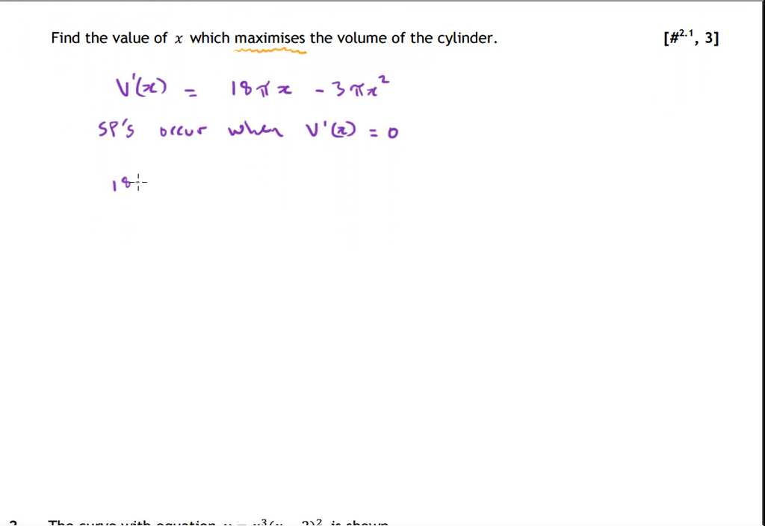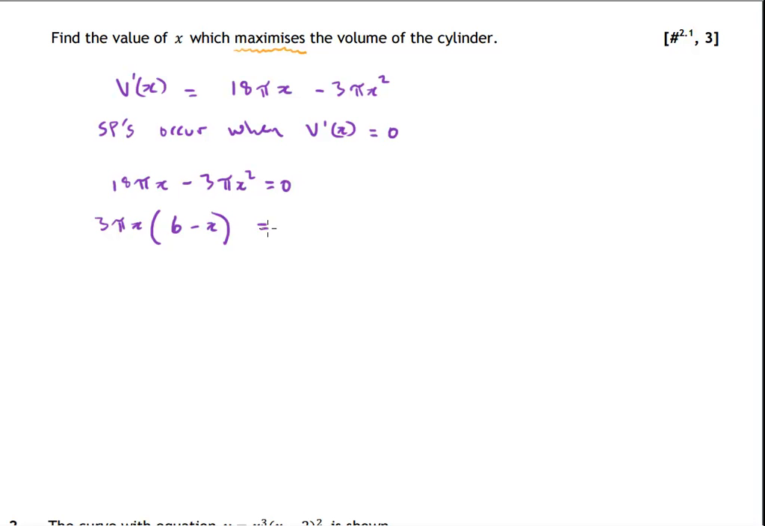Then set your derivative equal to 0. So we're going to take 18 pi x, take 3 pi x squared, set that equal to 0. And as is so often the case when solving equations like this, factorising is going to help. There's a common factor here, highest common factor of 3 pi x. So we can divide that out across both those terms, leaving us with 6 minus x.